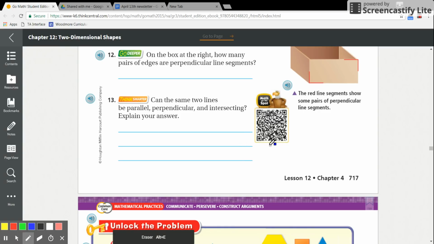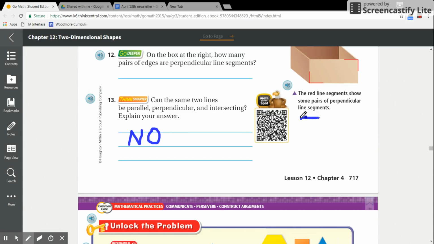All right, so can two lines be parallel, perpendicular, and intersecting? The answer is no, and let me tell you why. If two lines are parallel, that means they are never, ever, ever going to touch. And for something to be intersecting, it means that they have to cross. So parallel and perpendicular are actually opposites. It is impossible for a line to be parallel, intersecting, and perpendicular.